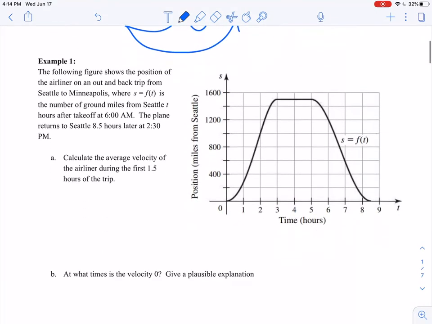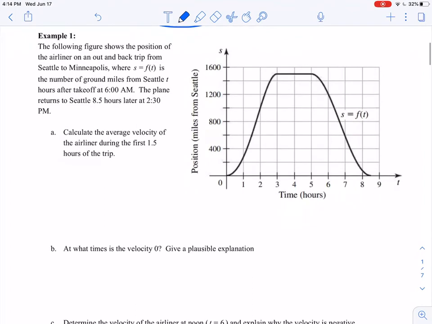So here I have a figure. It shows the position of an airliner on an out and back trip from Seattle to Minneapolis, where s equals f of t is the number of ground miles from Seattle t hours after takeoff at 6 o'clock a.m. The plane returns to Seattle 8.5 hours later at 2:30 p.m.